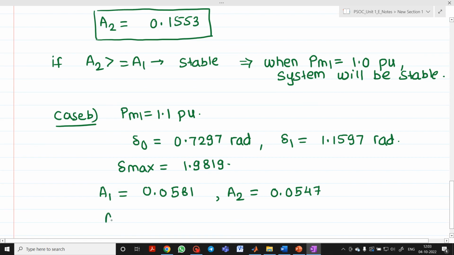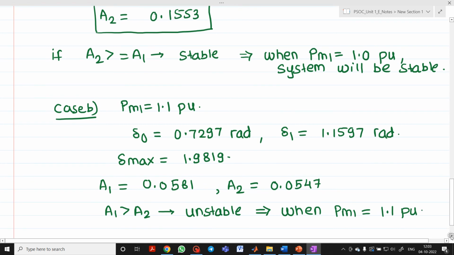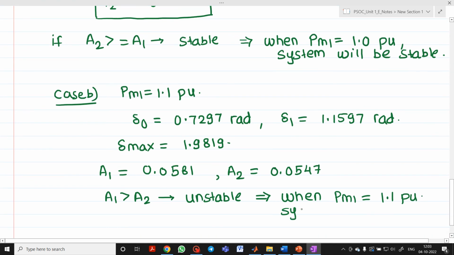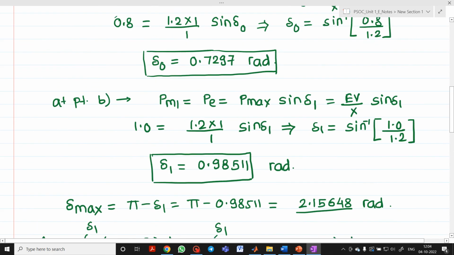Now what is observed here? It is observed that as A1 is greater than A2, as far as the equal area criteria is concerned, the system will be unstable. So how can I write the last sentence? When PM1, that is the sudden increase in mechanical input, is 1.1 per unit from 0.8 per unit, then I can write that the system will be unstable. So this is the numerical we have solved for sudden increase in the mechanical input.